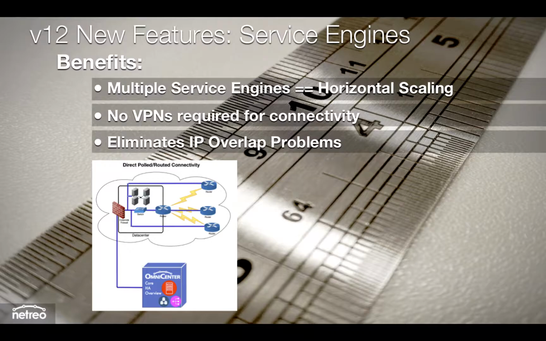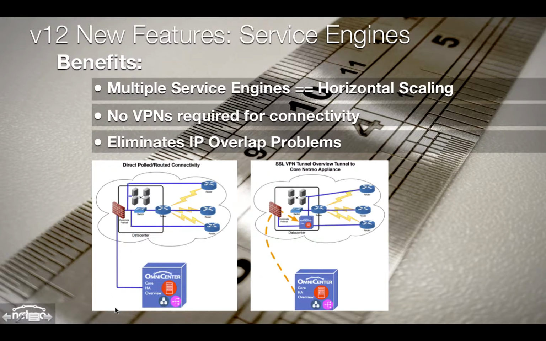Now I've got some images here that depict how the service engine architecture works. This first image is a typical Netreo deployment. You have a core appliance that connects through a corporate firewall to monitoring remote resources. So that's what we've got here. Again, this is a typical install.